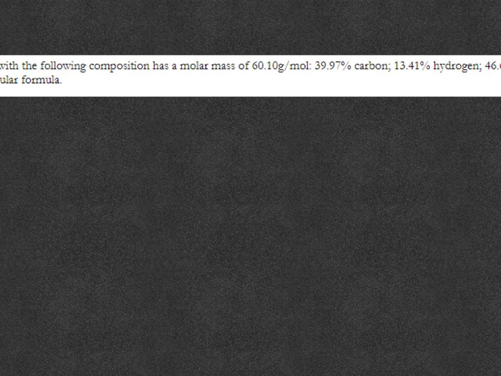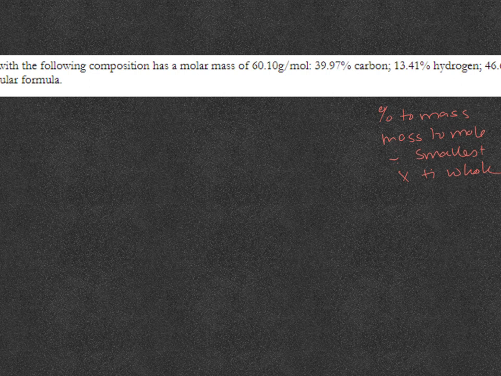Question 14 involves empirical and molecular formula. Most teachers use a poem where we have percent to mass, mass to moles, divide by smallest, multiply till whole. So remember, the idea is you want to convert everything to moles, then divide by the smallest to get the mole ratio, and then from there we can get the empirical formula and potentially a molecular formula.